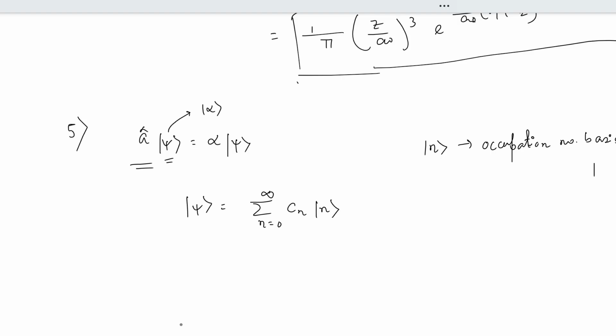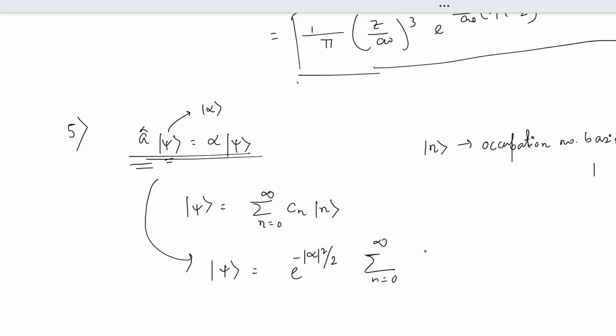And if you are familiar enough with this, you probably know that if you know the eigenvalue equation, then the eigenket psi ket for this annihilation operator A cap can be written down as e to the power of minus mod alpha squared by 2, sum over n from 0 to infinity, alpha to the power n divided by root over n factorial, and then n ket.